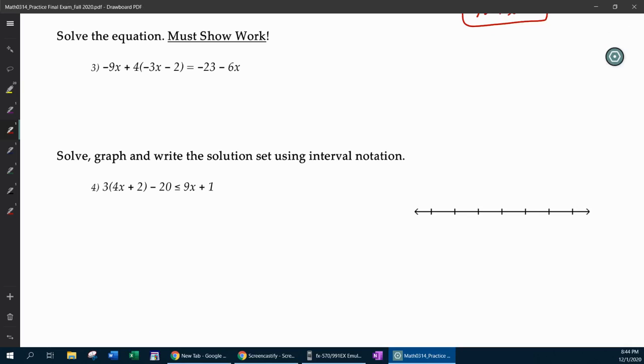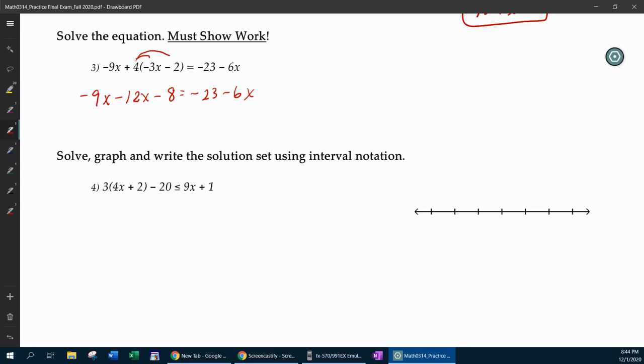Number 3, we're going to solve the equation for x. The first thing I notice is I have parentheses that I need to get rid of, so I'm going to distribute the 4. So I'm going to have 9x minus 12x minus 8 equals negative 23 minus 6x.